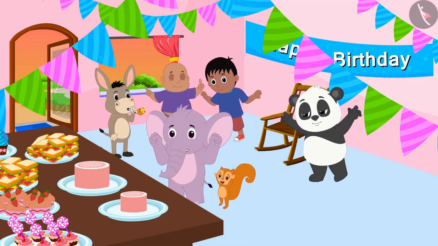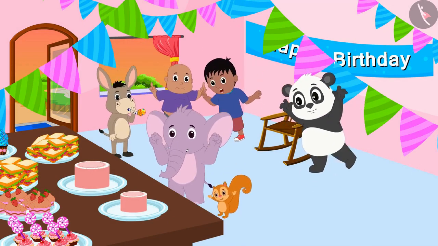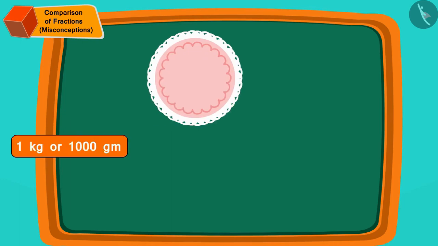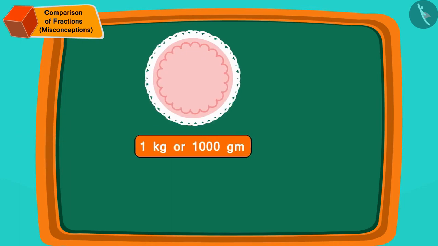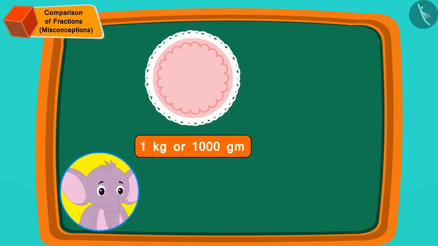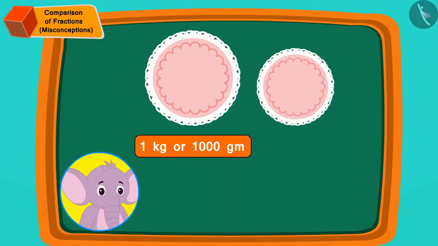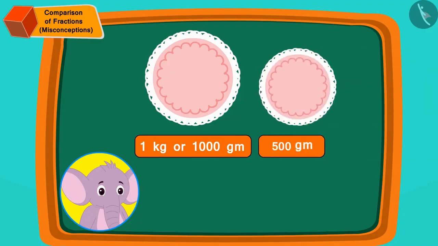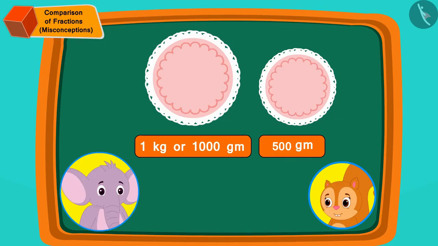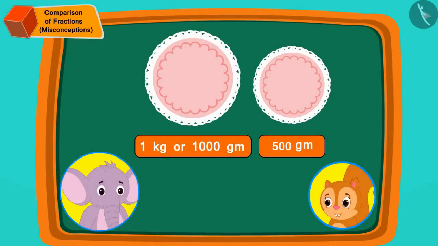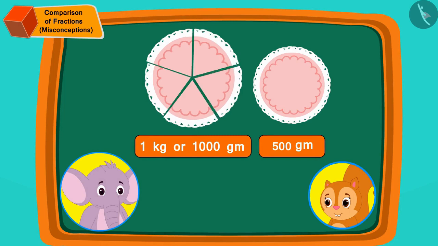Today, Appu and Chanda are celebrating their birthday together. A 1 kg cake like this has been brought to celebrate Appu's birthday, and a small 500-gram cake of exactly the same design has been brought for Chanda. Both cut their respective cakes into 5 equal pieces.